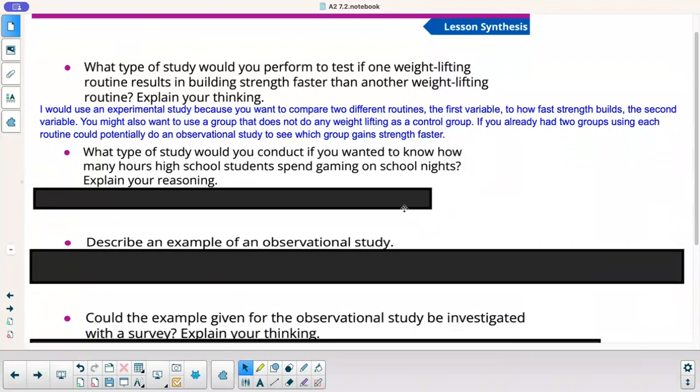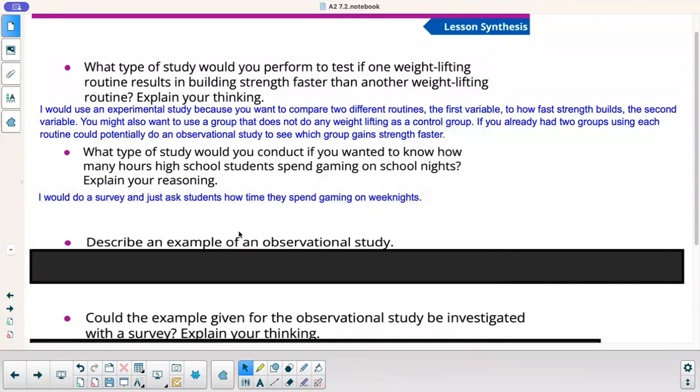What type of study would you conduct if you wanted to know how many hours high school students spend gaming on school nights? Explain your reasoning. I think I would do a survey and just ask them directly how much time they spend gaming on weeknights.